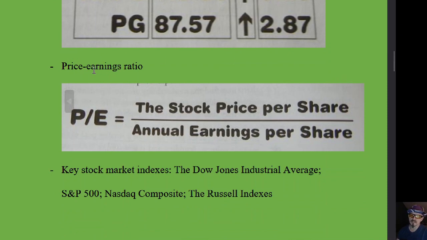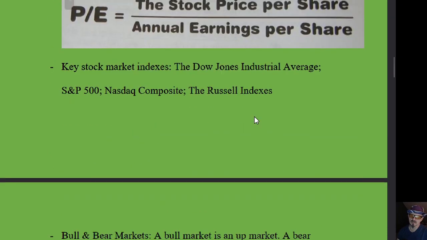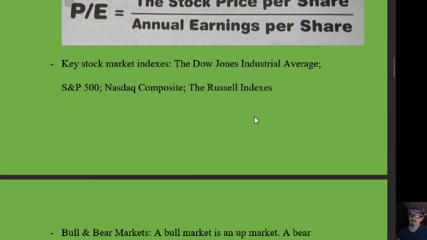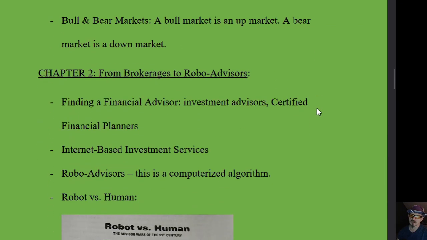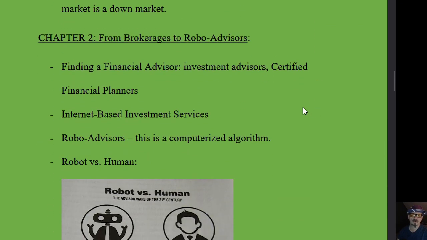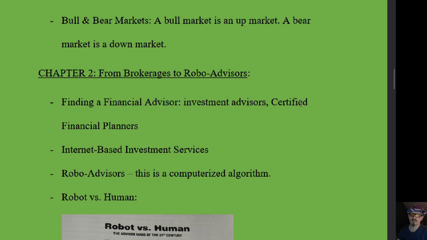So this is a price earnings ratio. You could look up all of this stuff. Key stock market indexes like the Dow Jones Industrial Average, the S&P 500, NASDAQ Composite, and the Russell indexes. Then there are bull and bear markets. And a bull market is an up market, a bear market is a down market.